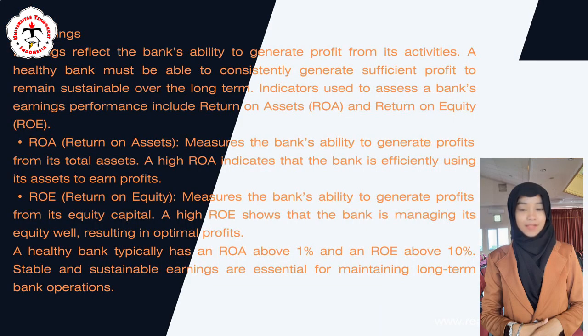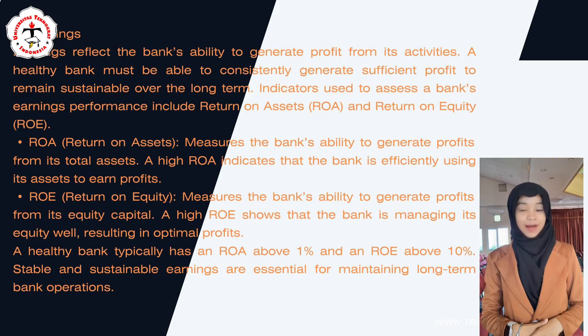4. Earnings. Earnings reflect the bank's ability to generate profit from its activities. A healthy bank must be able to consistently generate sufficient profit to remain sustainable over the long term. Indicators used to assess a bank's earnings performance include return on assets, ROA, and return on equity, ROE. ROA, return on assets, measures the bank's ability to generate profits from its total assets. A high ROA indicates that the bank is efficiently using its assets to earn profits.